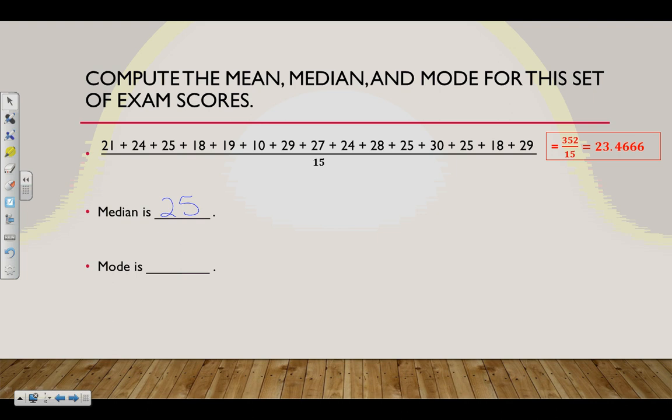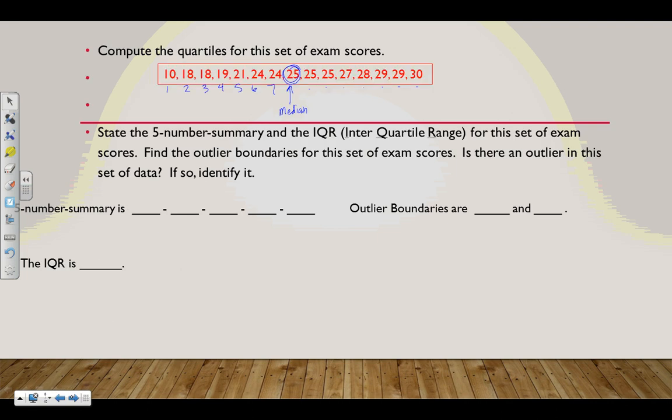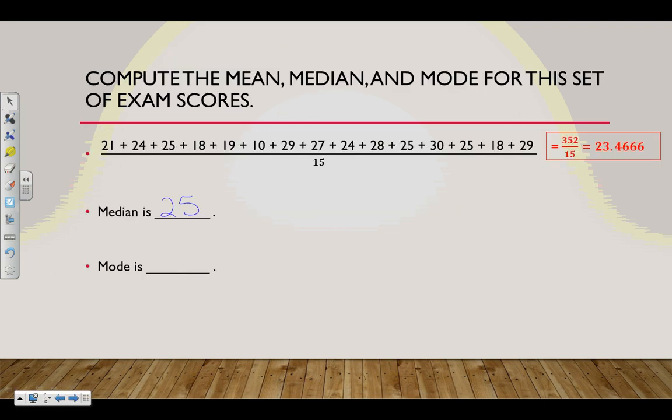Good. My mode is the piece of data that occurs the most. So as you can see, we have 3 25s here. I believe no other number is used more than 3 times. So that means that our mode on this particular problem is also 25.